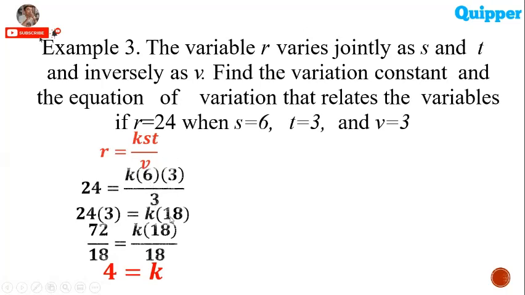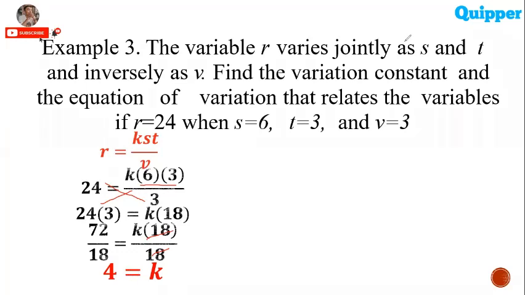6 times 3 is 18. Then 24 times 3. You now have this. 6 times 3, 18. And then 24 times 3. So you now have 72. Divide both sides by 18. That's 1. So your value of k is 4.